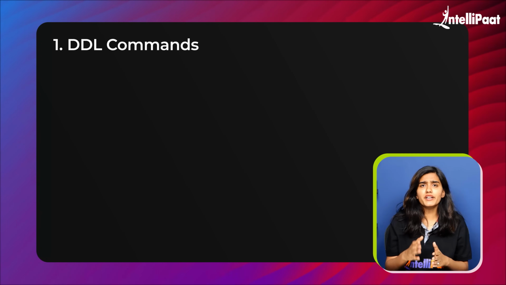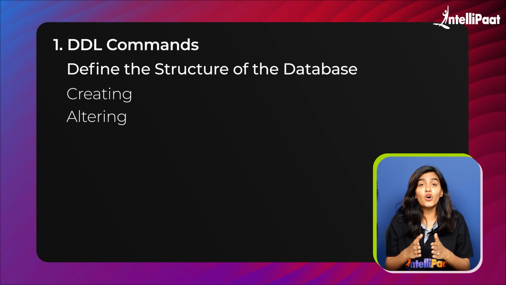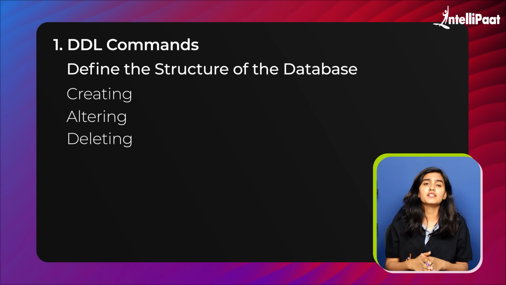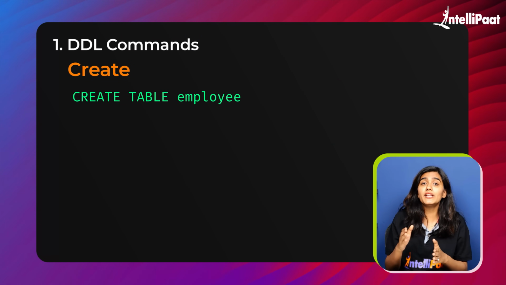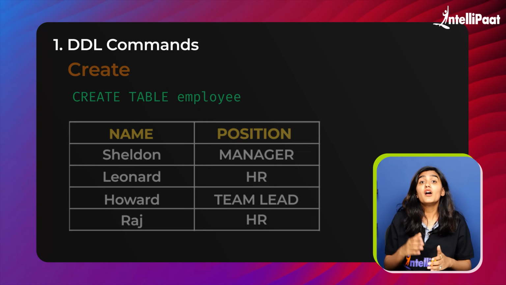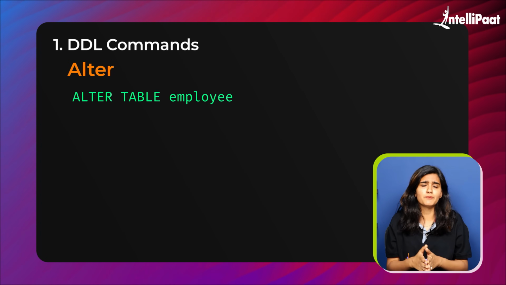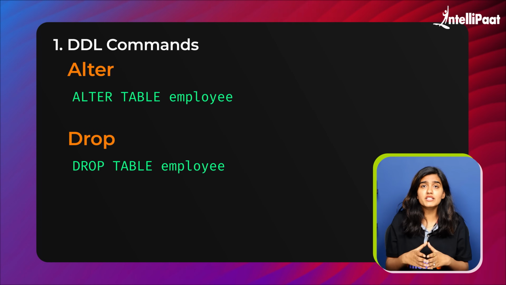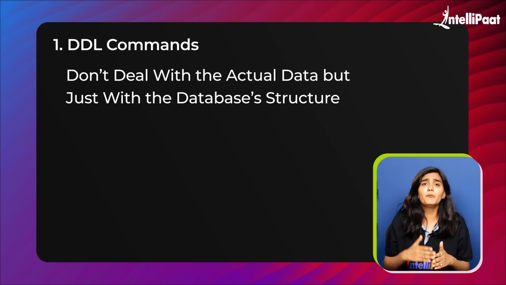First, DDL commands. Talking about DDL, which is like the foundational tool of the database, these commands help us define the structure of the database by creating, altering or deleting tables and other objects. For example, with create, we can make a new table. Like create table employee will help us create a new table employee. With alter, we can modify it later if we need to add a new column in our employee table. Even deleting a whole table is possible with drop. So we can say that DDL commands don't deal with the actual data but just with the database structure. And what I mean by database structure is the overall table structure.